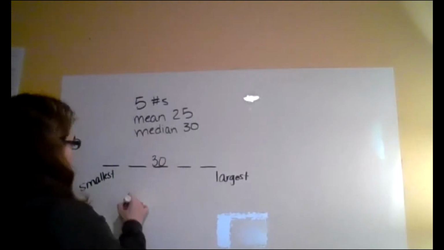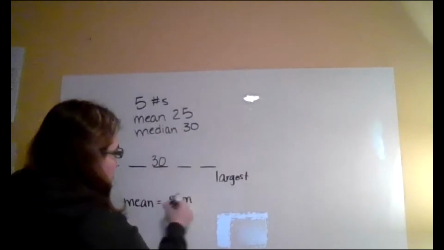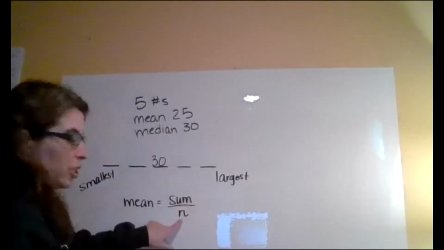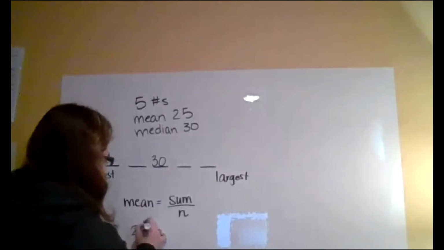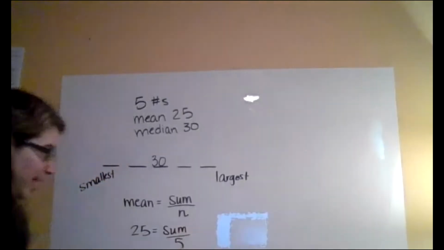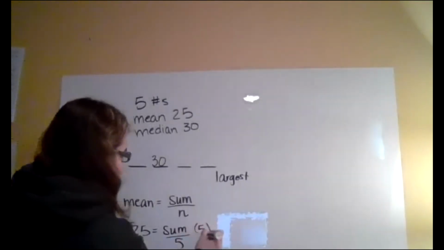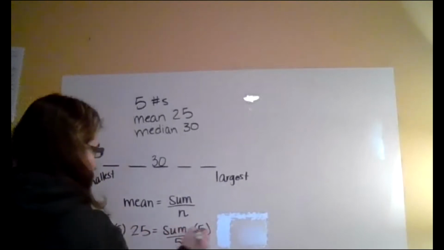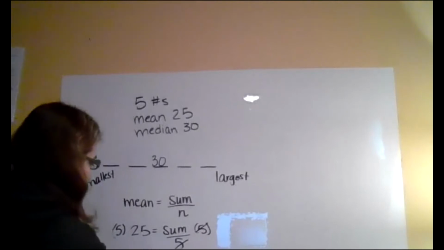Then if the mean is 25, remember we said that the mean is going to be the sum of all the numbers divided by how many there are, which we could call n. So my mean is 25, and my n for this one is 5. So remember last time we said, okay, well, that tells me that if I want to get the sum by itself, I'm going to multiply both by 5. That means my sum has to be 125.